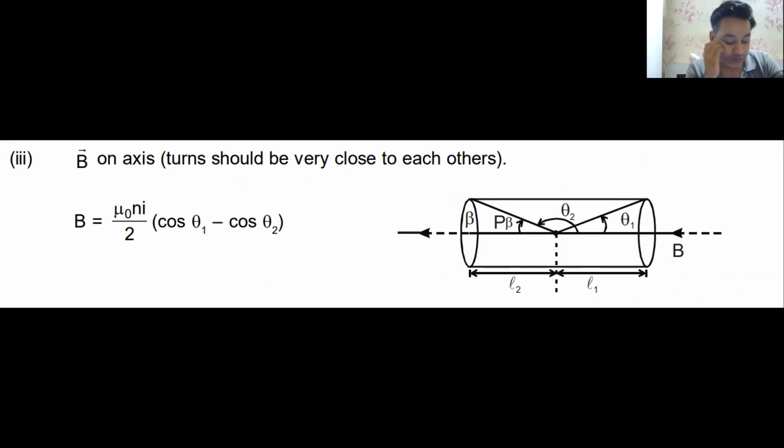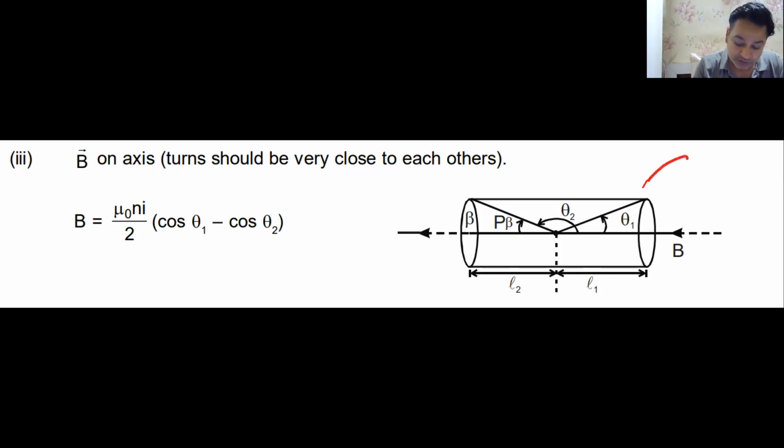μ0 N I by 2. Have you seen this result before? As a question we have solved this, sir. So you remember this result like this.